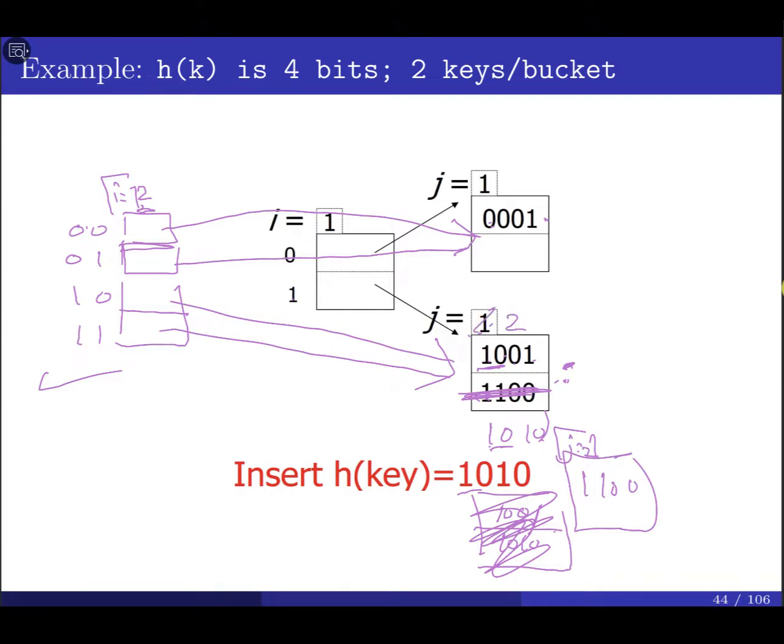Then you need to adjust the pointers based on the value of j. That means j is 2 bits. So the 10 is going to point here. I use a different color. And since we have 11, the 11 is going to point here. You see, now we managed. That's what we're going to do here. Clear?